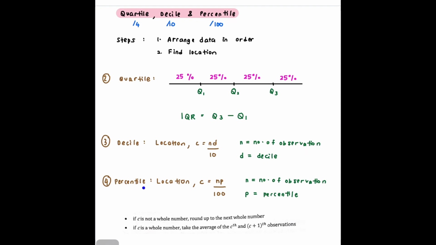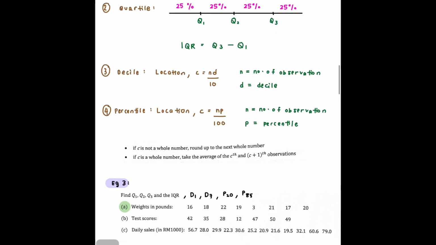Percentile, you have the same location formula, but D replaced by P, which is NP over 100. N is number of observation, P is in which percentile that the question wants you to calculate. Okay, so we are going to calculate all these three things, which is quartile, decile and percentile. For example number 3. Okay, before that, look at these two notes.